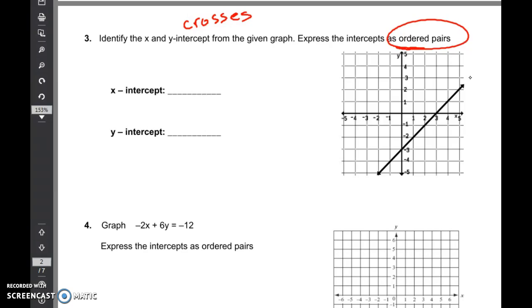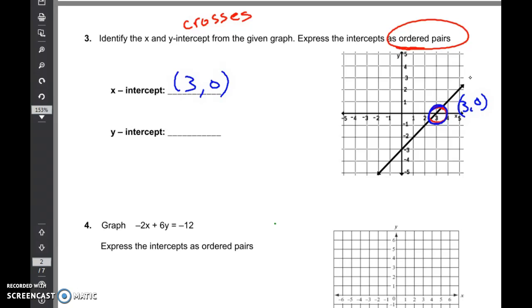Well, the x-intercept crosses the x-axis at this point here. So this is the point x equals 3, so your x-coordinate is 3. But remember, it's still an ordered pair. It's 3, 0. So to write it as an ordered pair, we write (3, 0).